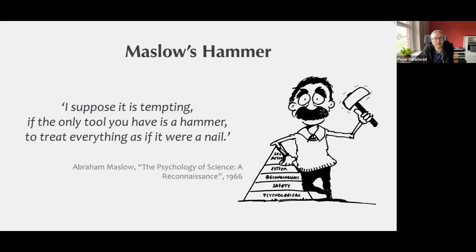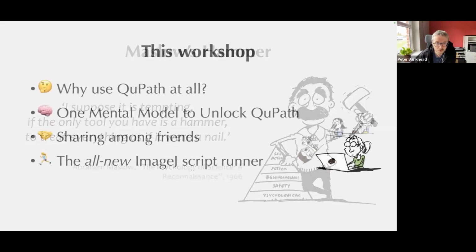And the idea goes a little bit back to Maslow's hammer, that it's tempting if the only tool that you know is a hammer, or if your only tool that you know is ImageJ or Fiji or QuPath, then you might be tempted to approach everything just using that one tool. But by knowing different tools, then you can put it together and you can solve more problems in more creative ways.